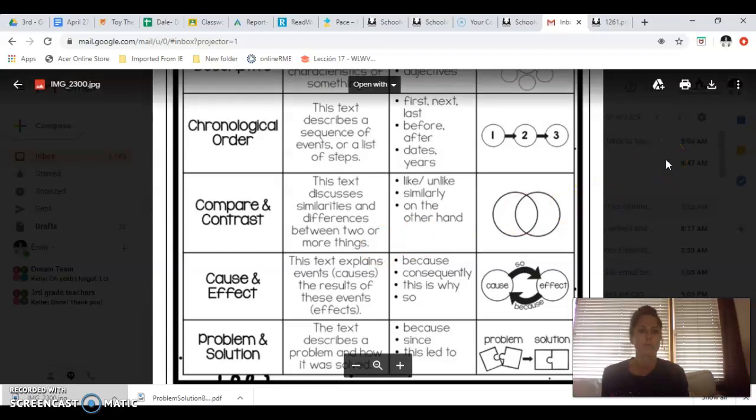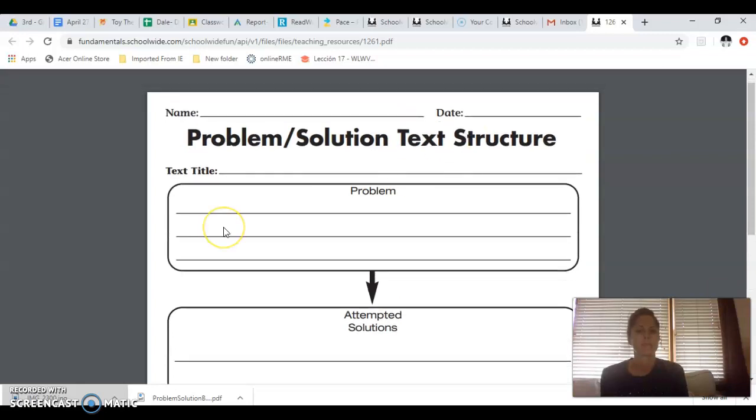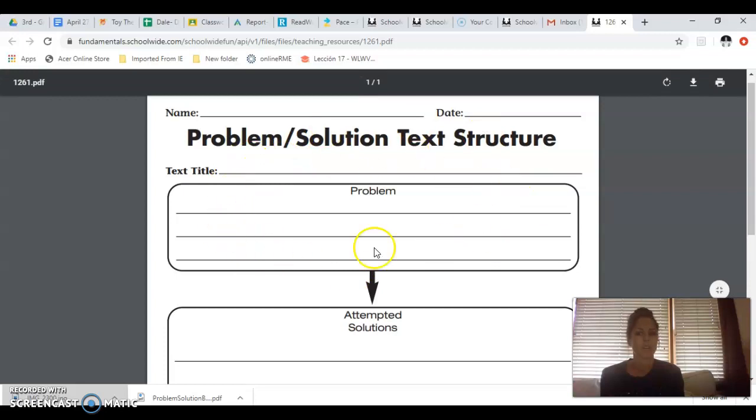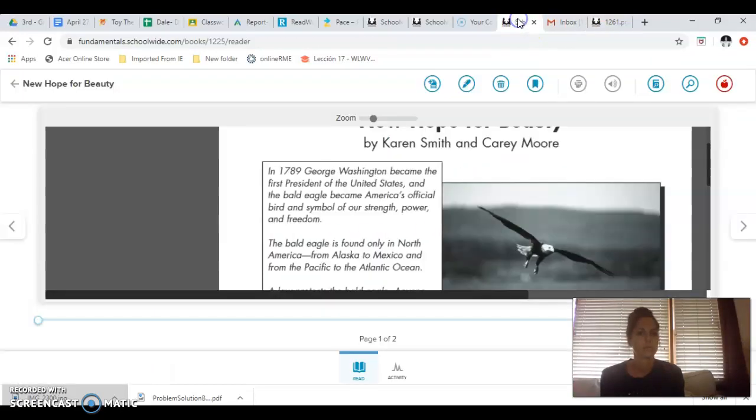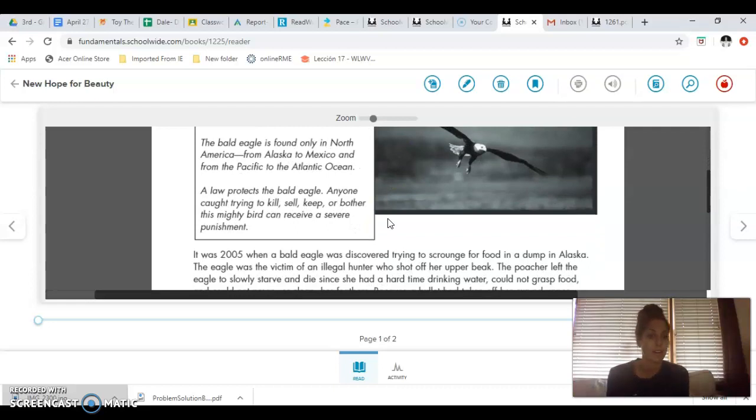Okay, so if we look at the text structure, and if we were doing this as a class together, we would try to identify what the problem was, and the problem can always be found at the beginning, right? Even if it's fiction, the problem is usually in the beginning of the story. So, what was the problem? Think about it. Obviously, you can't raise your hand right now, but think about it.